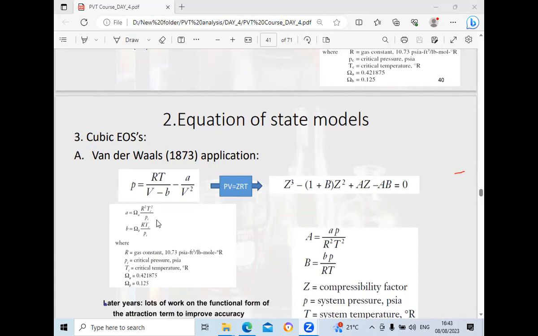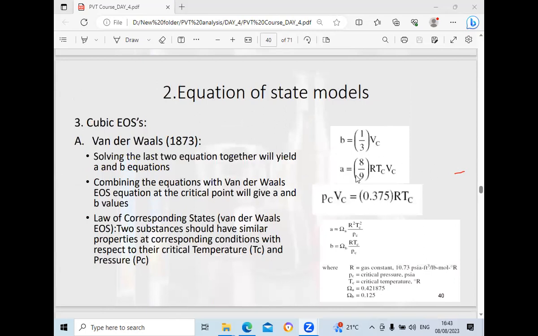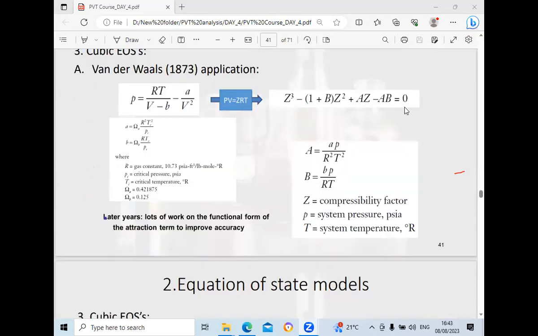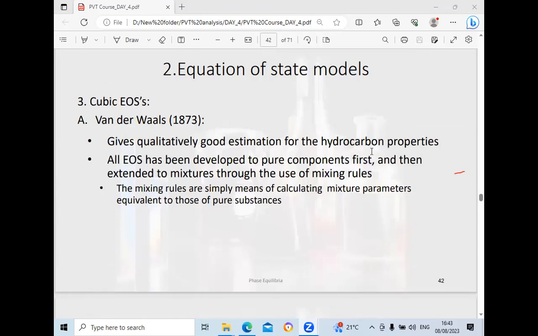So you can also use this correlation to obtain the values of A and B, like what we have here. So in this particular equation of state, we can have the values of A and B. That means if you can use your data to obtain A and B, when you substitute them inside this equation, you can use it to predict what the compressibility factor will be at any given pressure and temperature condition. So they said the Van der Waals gives a qualitative good estimation of hydrocarbon properties.